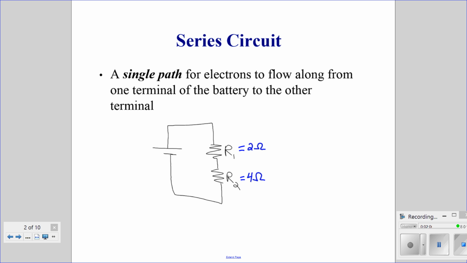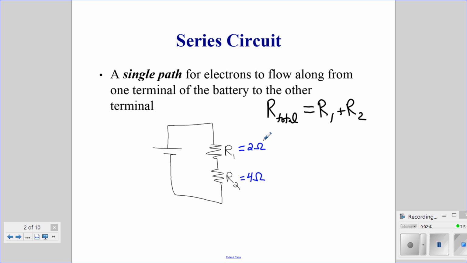So again, with the series circuit, there was just a single path for the electrons to flow from one terminal of the battery to the other terminal of the battery. And the way that we calculate the total resistance for things that are in series, which is sometimes also called the equivalent resistance, is to ask what one single resistor we could replace these two resistors with that would have the same effect. When they're in series, the total resistance, or the equivalent resistance, is just the sum of the individual resistances.